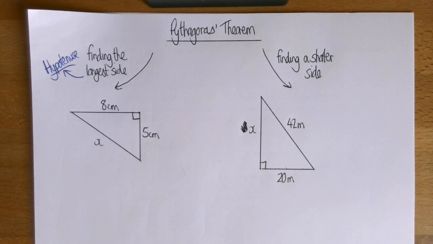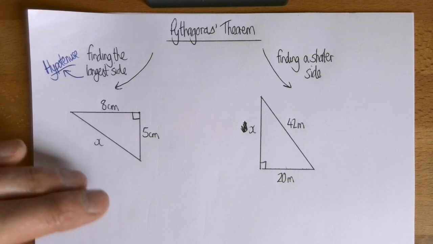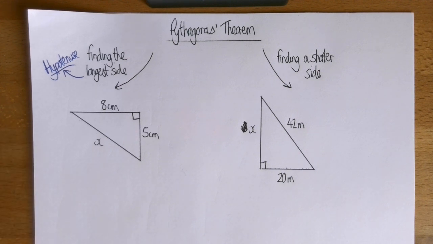So in this problem, we are finding the length of the longest side. And there are two ways you can set it out. You can set it out on the diagram, which is my favourite way, or you can set it out using algebra, and I'll do both ways. So let's do the diagram.